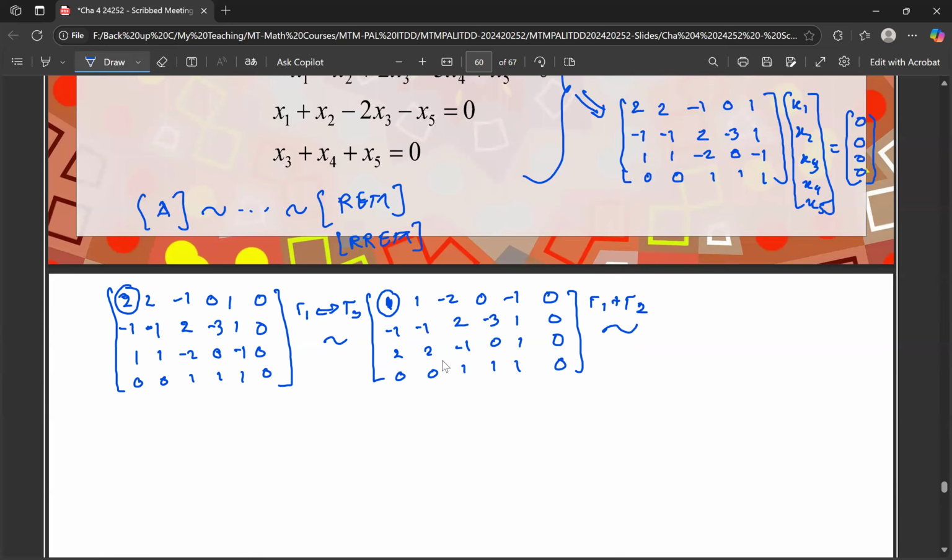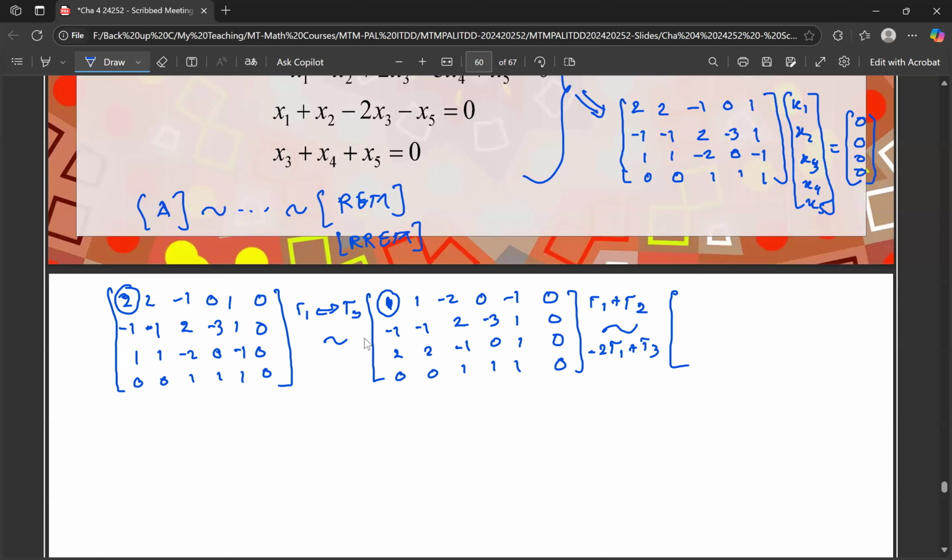And we can do it simultaneously, making these components zero. So we have row three: -2 times row one added to row three. Jadi kalikan dengan min 2, tambahkan ke baris 3.